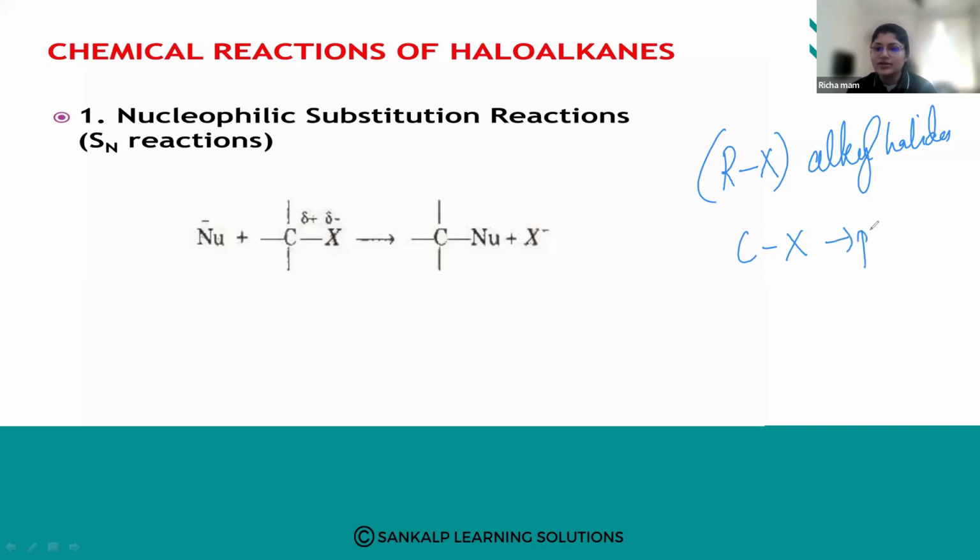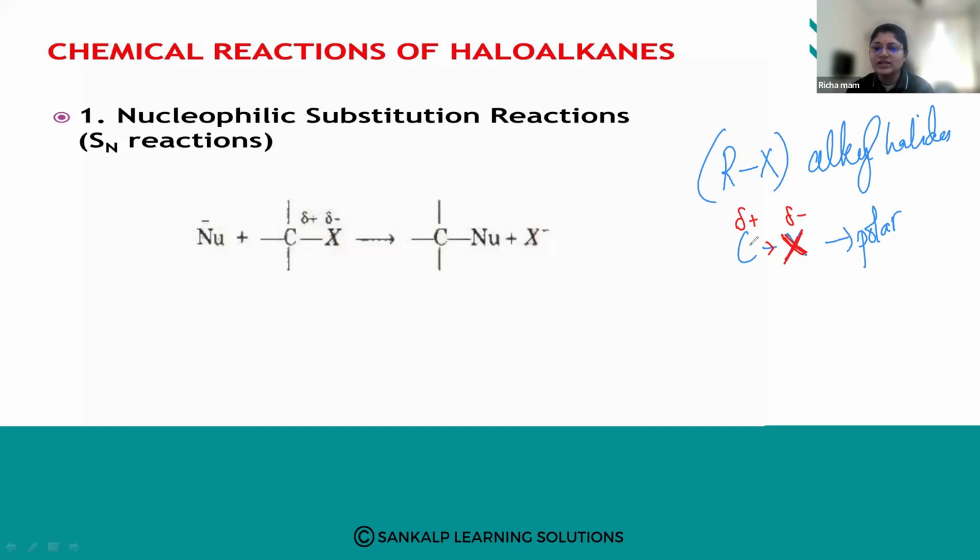this CX bond is polar. Why is it polar? It is due to the presence of the electronegative halogen atom. As the halogen is highly electronegative, it will tend to pull the electrons towards itself. As a result, there will be development of partial negative charge on the halogen and partial positive charge on the carbon.